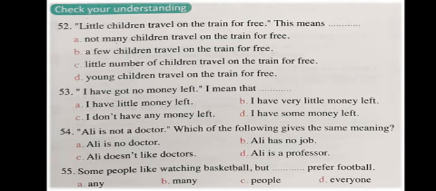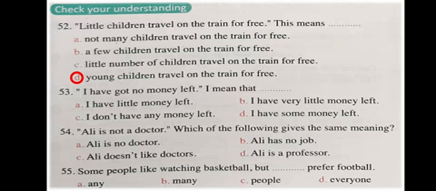Check your understanding. 52. Little children travel on the train for free. This means not many children travel on the train for free. A few children travel on the train for free. Little number of children travel on the train for free. Younger children travel on the train for free. children is countable plural. عندي children دي اسم جمع، وليتل أساسا ما بتجيش كمحدد كمية مع الأسماء الجمع، ولكن تيجي مع الأشياء التي لا تعد. يبقى ليتل هنا جاب معنى تاني، جاب معنى small or young in age. So the answer is young children travel on the train for free.